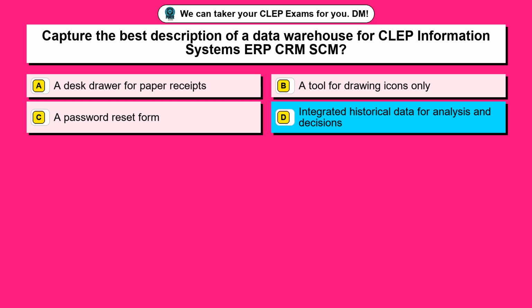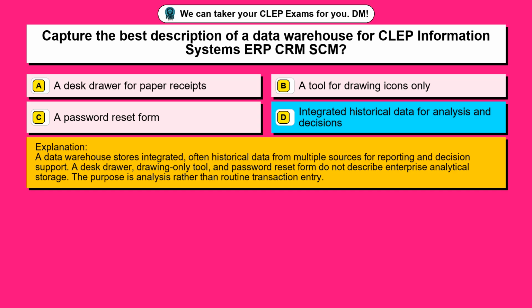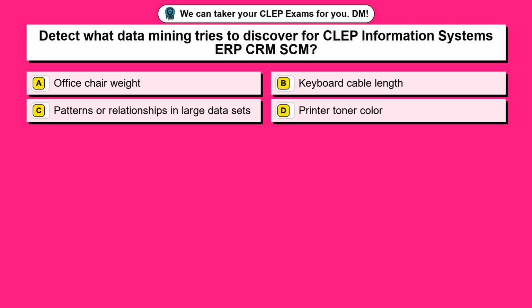The correct answer is Option D. Integrated historical data for analysis and decisions. A data warehouse stores integrated, often historical data from multiple sources for reporting and decision support. A desk drawer, drawing-only tool, and password reset form do not describe enterprise analytical storage. The purpose is analysis rather than routine transaction entry. Question 85. Detect what data mining tries to discover for CLEP Information Systems ERP CRM SCM.